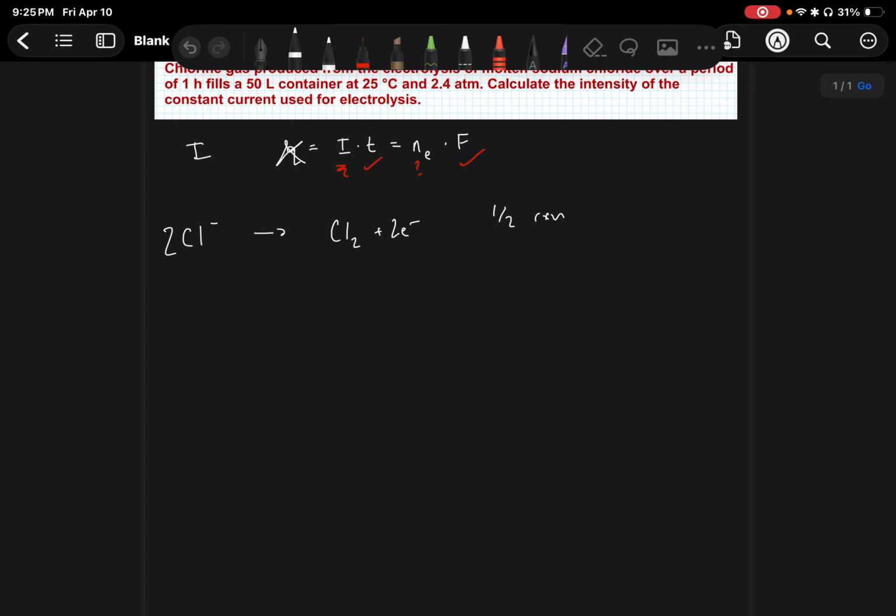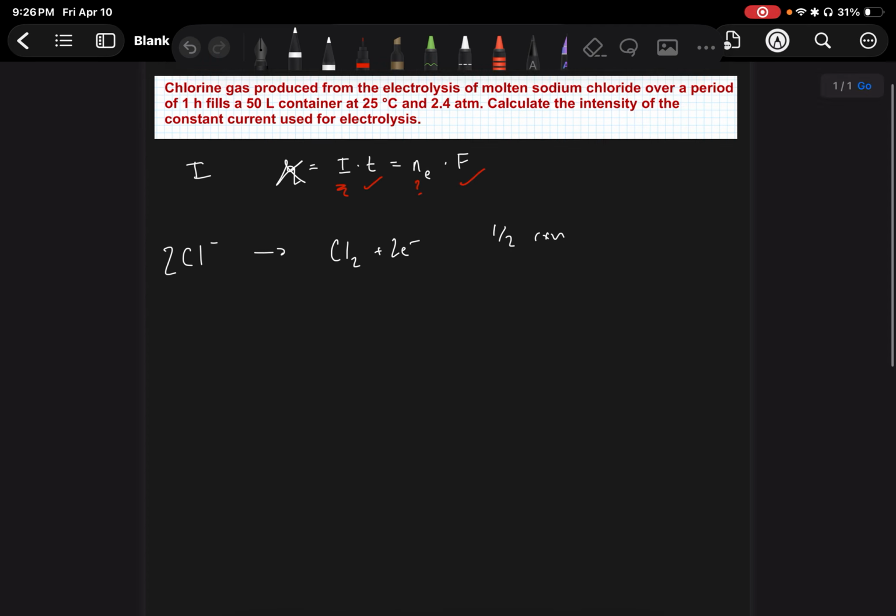So if we could just find the moles of Cl2, multiply that by 2, and then, okay, wait, that sounds like a tongue twister. But if we can find the moles of Cl2 produced, and then just multiply that amount by 2, we'll have the moles of electrons. And then we can substitute that right into here. But we need to find out the moles of Cl2 first. Now, what equation are we going to use to find out the moles of Cl2?